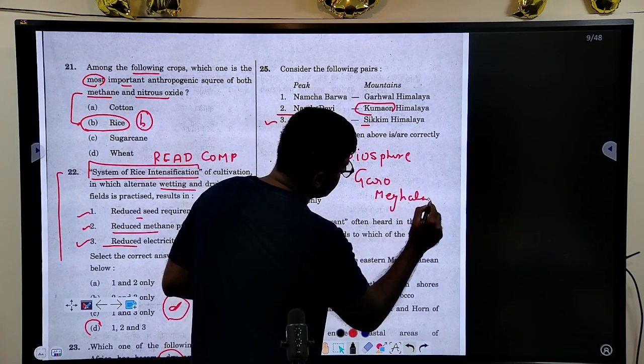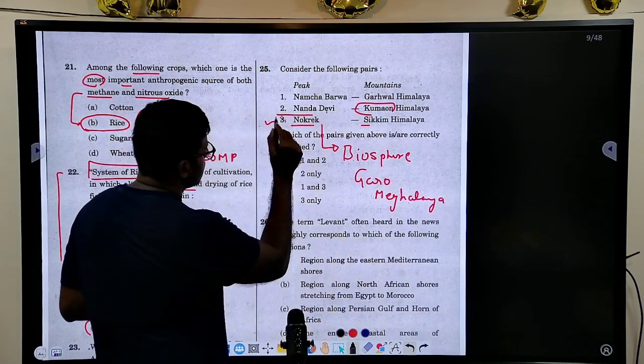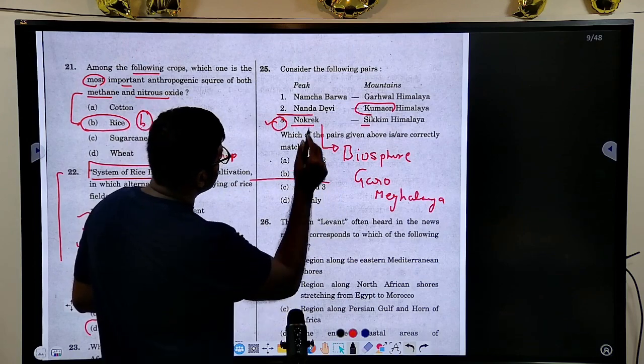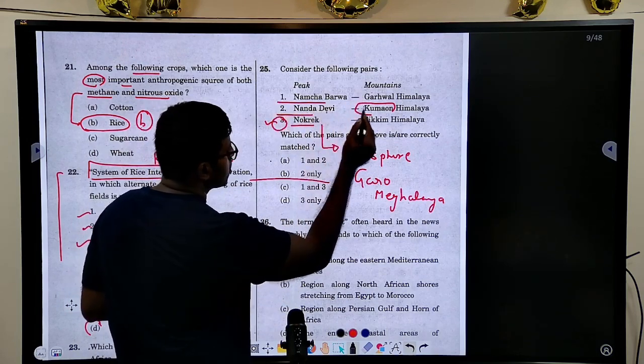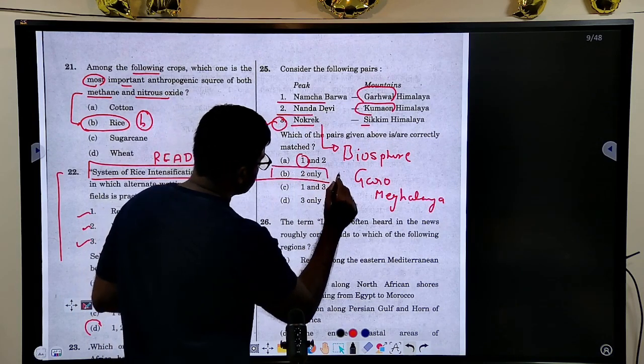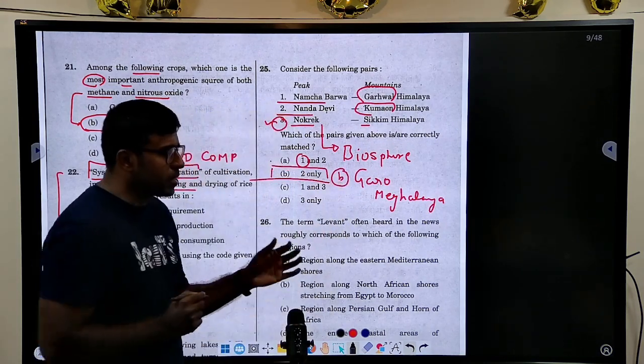Yeah, it's a blatant wrong thing. So this is wrong, so you remove 3. So this goes away. And you have to see Namcha Barwa. Namcha Barwa is also not in Garhwal. So this is wrong. So the answer is 2. You can take questions like this.